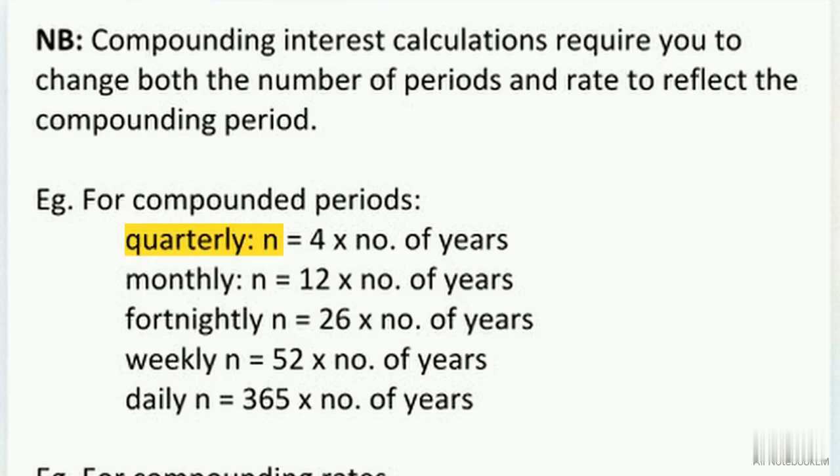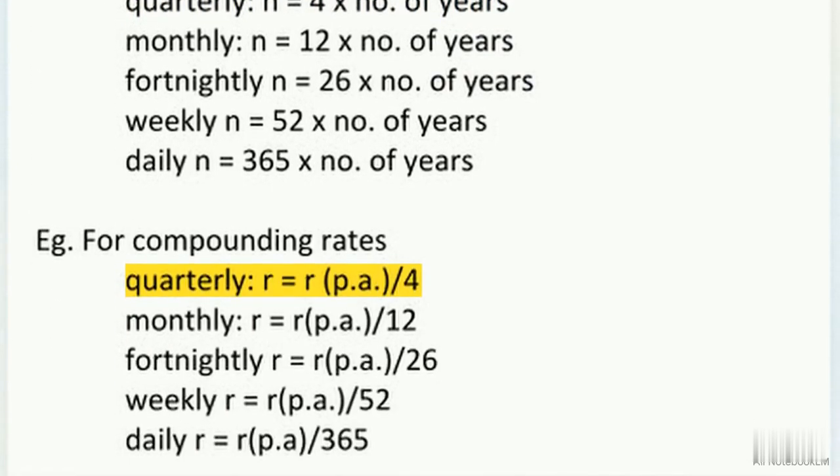First, adjust the periods n by multiplying the years by the compounding frequency, like by 4 for a quarterly account. Second, adjust the rate, r. Divide the annual rate by that same frequency to find the interest per period.